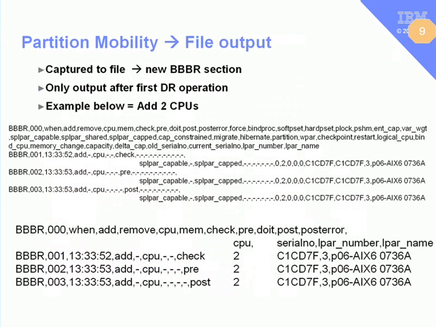Into the output file, as I said, we have the BBBR section, and in the example below we can see a check, pre and post. The CPU number is 2, so that's what's changing, and we can see the word add here. This is the operation that's being performed. Similar things happen when we do partition mobility.